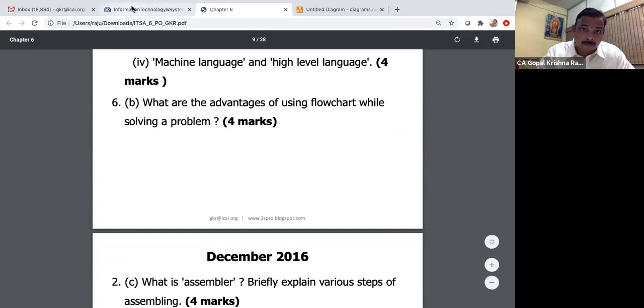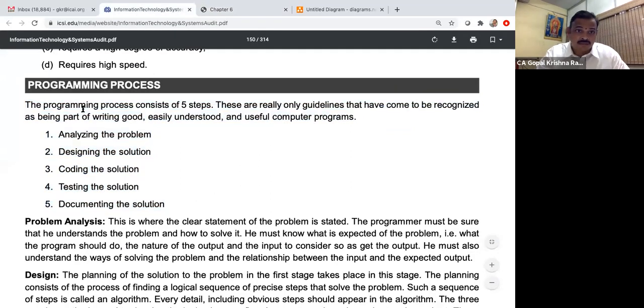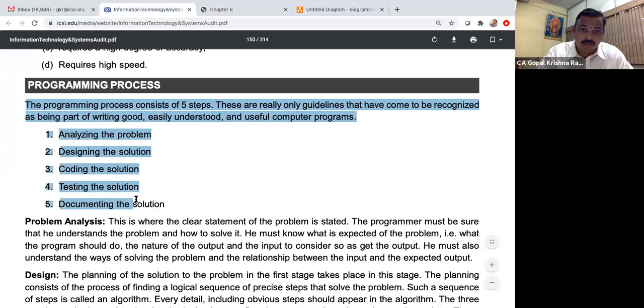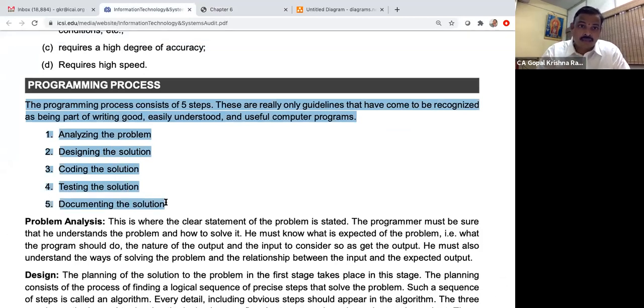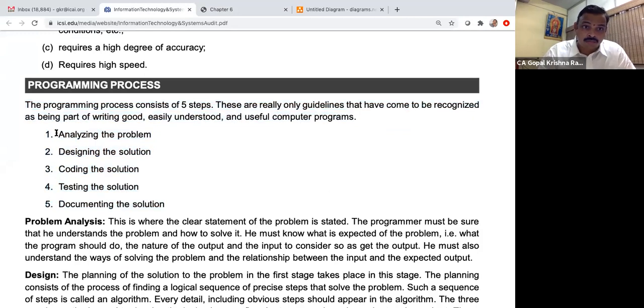Please look here. These are the 5 steps in programming process. When you have to give instructions, you have to analyze the problem, design the solution, code the solution, test the solution, and document the solution. Now, what do you mean by this? We are going to do this with respect to some of the questions, and especially drawing a flowchart.